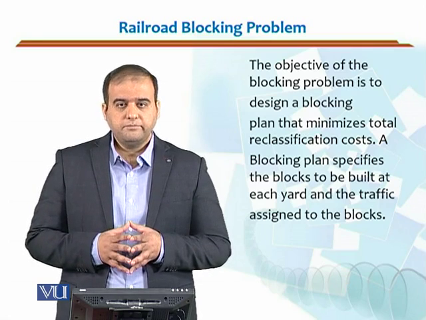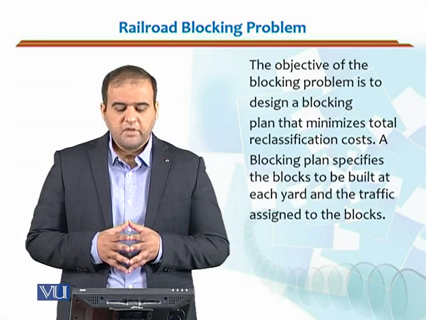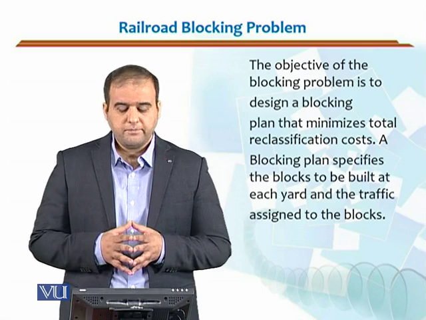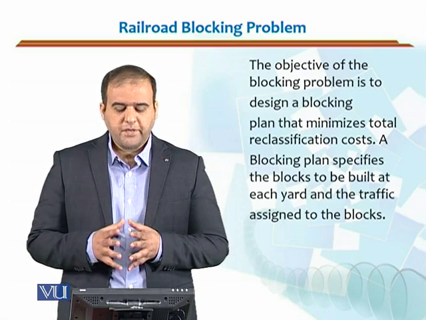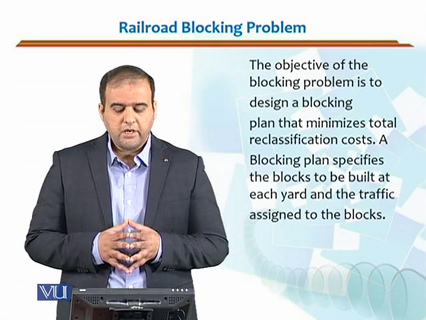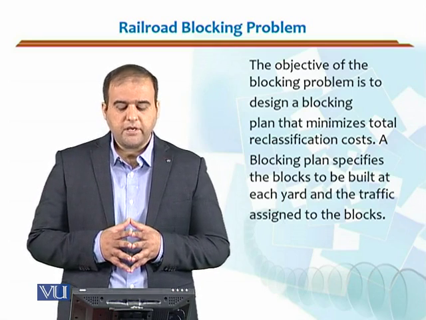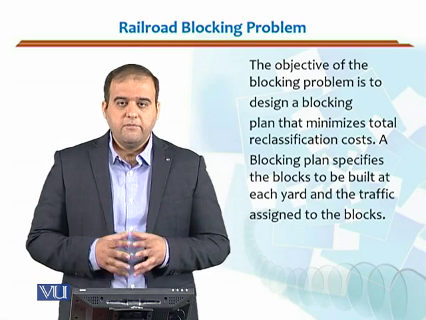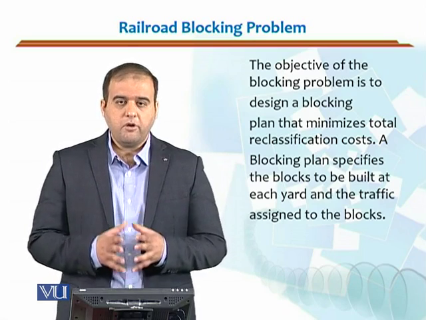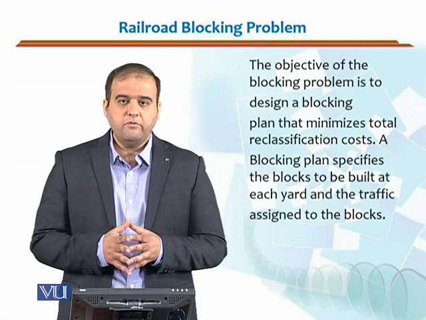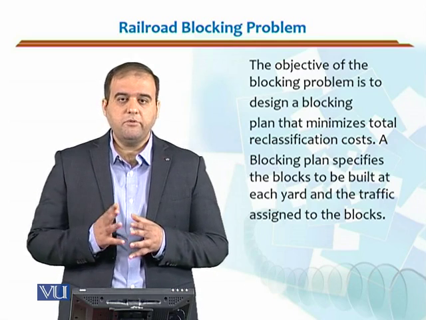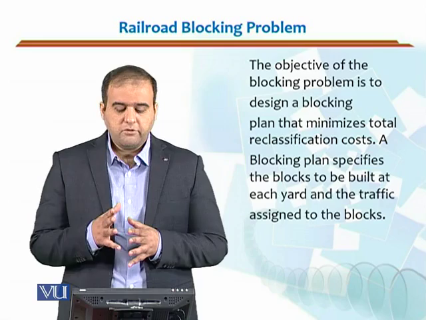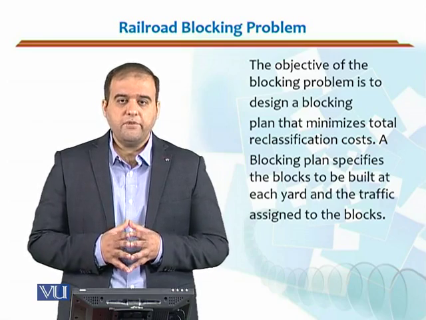The objective of the blocking problem is to design a blocking plan that minimizes total reclassification cost. A blocking plan specifies the blocks to be built at each yard and the traffic assignments to the blocks. So what does it mean? In a railroad blocking problem, we actually need a blocking plan. Where to block? Block means the inbound would be stopped and reclassified, and then it would be sent for the destination. So that blocking plan is actually required, and it should minimize the total reclassification cost.